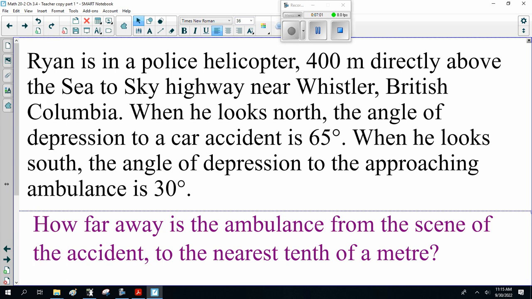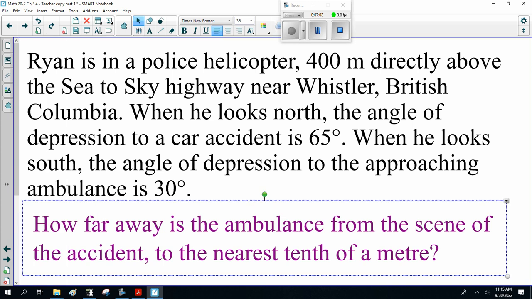Yes. Now, Brian is in a police helicopter 400 meters directly above the Sea to Sky Highway near Whistler, BC. When he looks north, the angle of depression to a car accident is 65 degrees. When he looks south, the angle of depression to the approaching ambulance is 30 degrees. How far away is the ambulance from the scene of the accident to the nearest tenth of a meter?